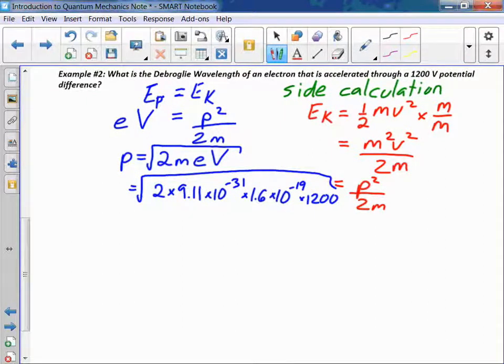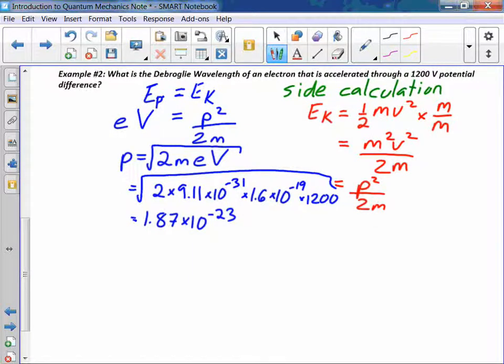3.4, 3.5 times 10. No, 1.87. Right, we got to square root it. It's 10 to the negative 23. Yeah, 1.87 times 10 to the negative 23. Rob, what's the unit on momentum?